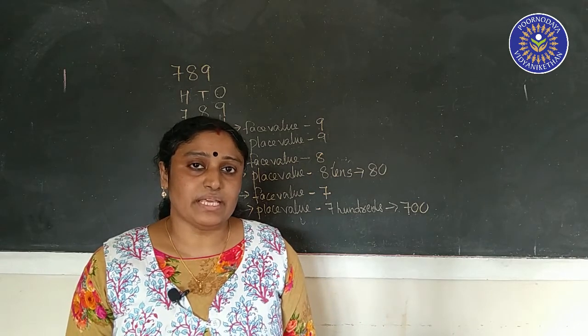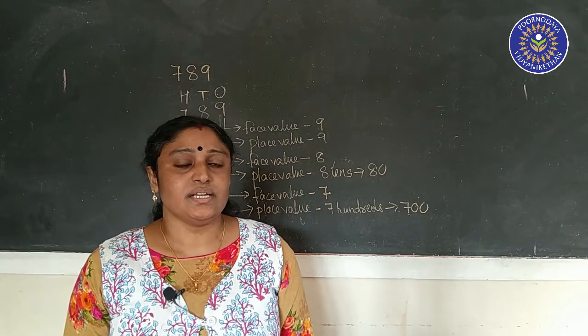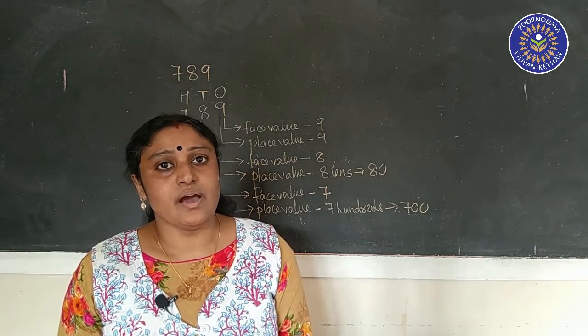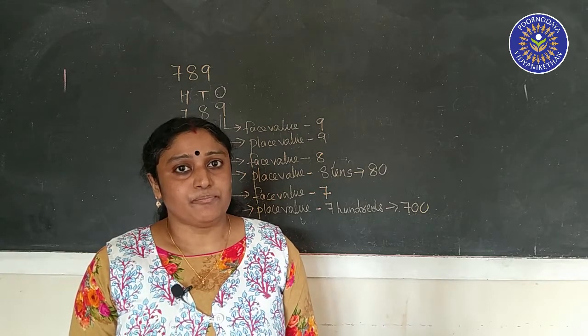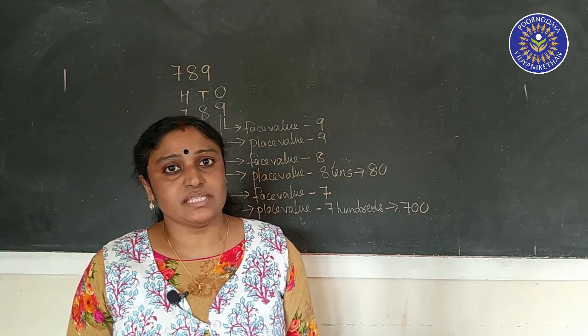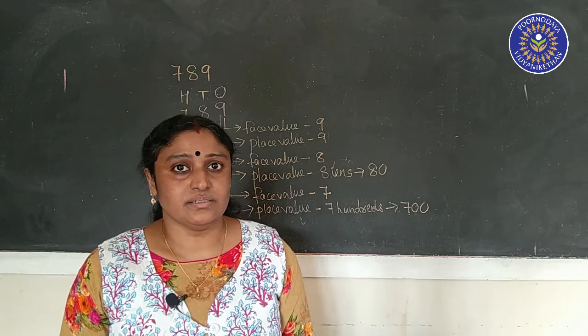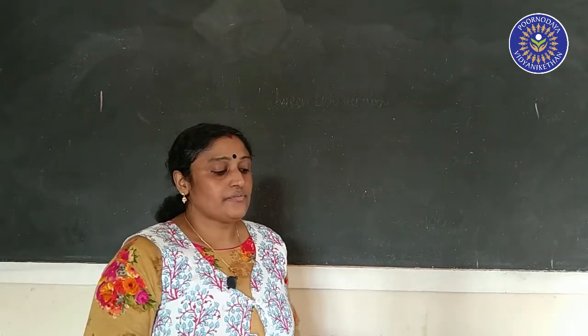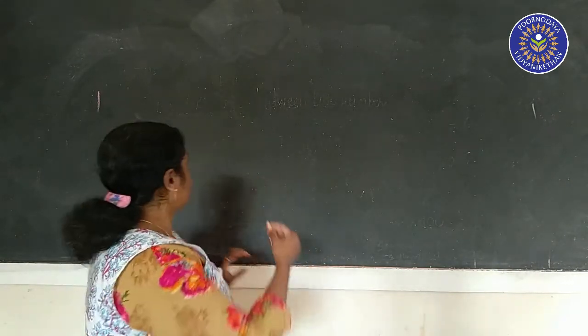So what is place value of a digit? Place value of the digit depends on the face value and the place in a number. The place value of a number changes with its position. Okay? Are you clear? See, the face value and place value of a 4-digit number.